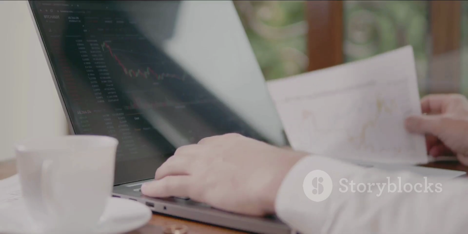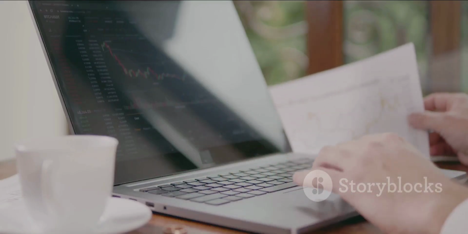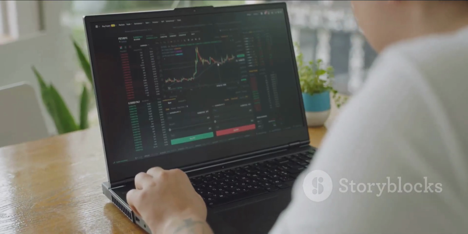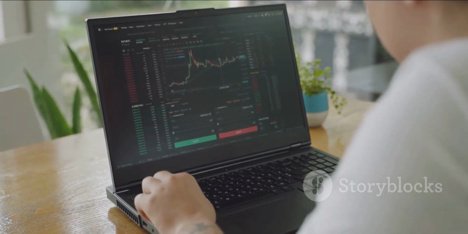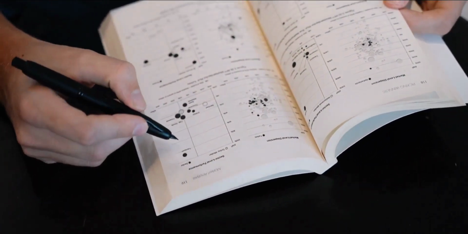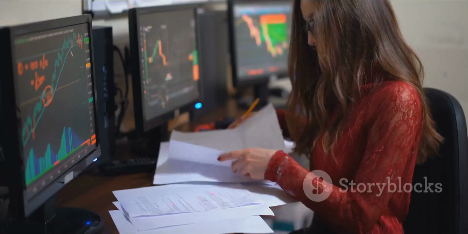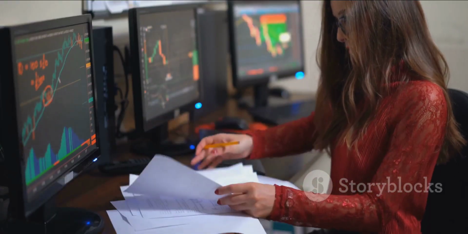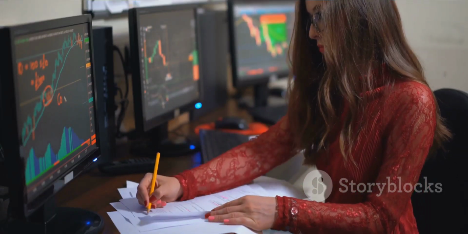To become proficient with the pitchfork, continuous learning is key. Many resources available online and offline can deepen your knowledge. Look for books, courses, and forums dedicated to Andrews Pitchfork and median line analysis. Remember, mastering any trading tool takes time and dedication, but the rewards can be significant.